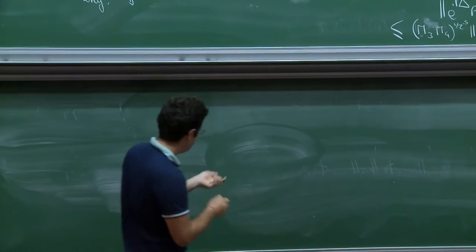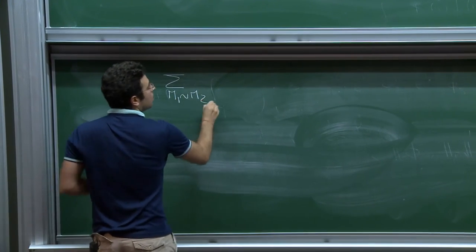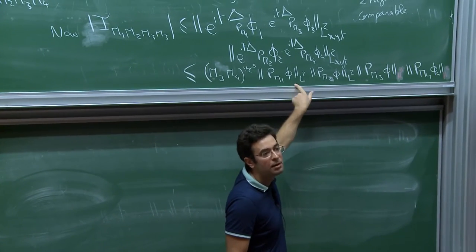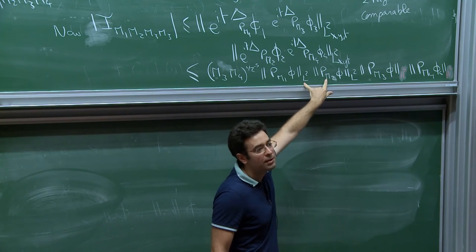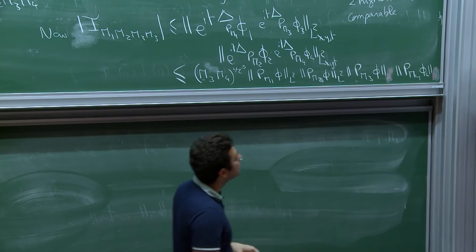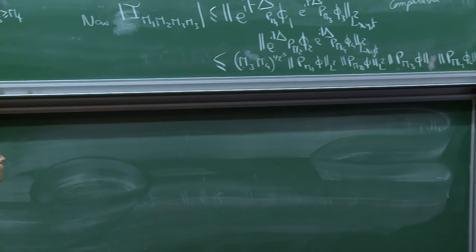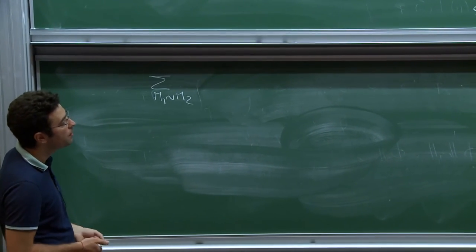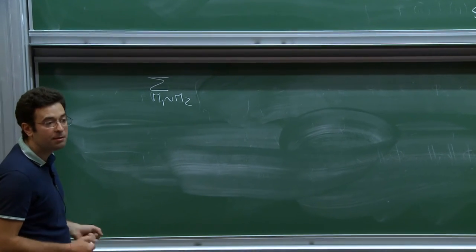Well, those two, I only control them in L2, but they are twice the same, essentially. So I can just do Cauchy-Schwarz, and then I can sum over those frequencies. Those guys, well, I have to eat them all, but they come with a negative power, so I could eat them all and get something bounded by the HS norm. And that would give me local existence for small data.